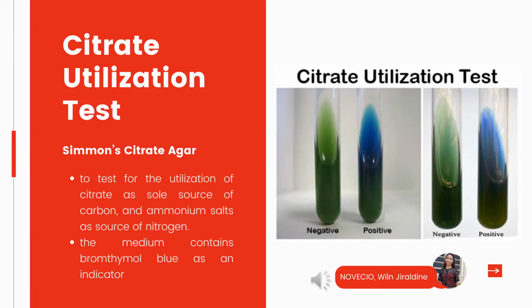Citrate agar is used to test an organism's ability to utilize citrate as a source of energy. The medium contains citrate as the sole carbon source and inorganic ammonium salts as the sole source of nitrogen. Bacteria that can grow in this medium produce an enzyme, citrate permease, capable of converting citrate to pyruvate. Pyruvate can then enter the organism's metabolic cycle for the production of energy.